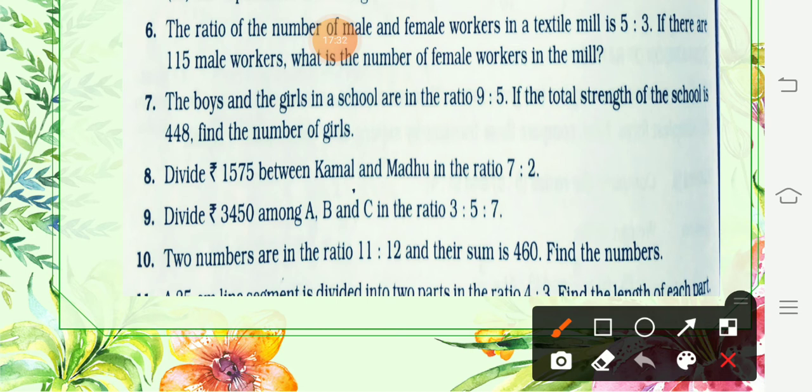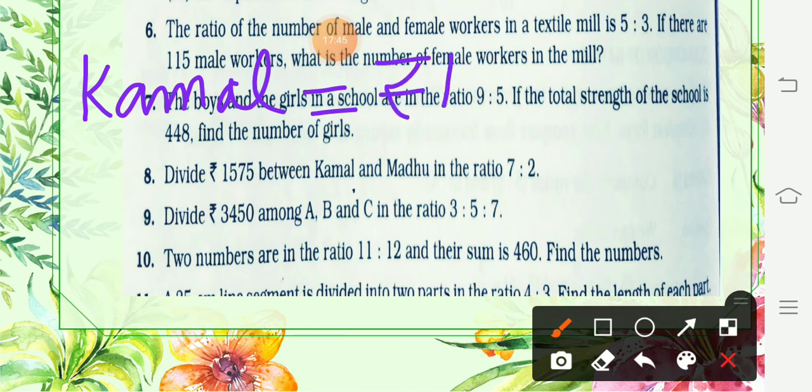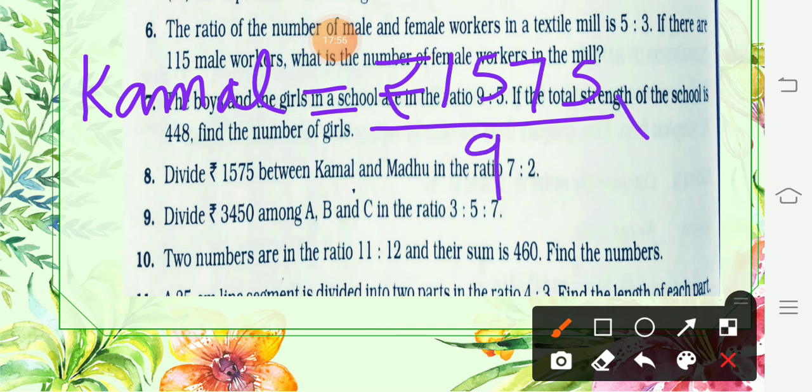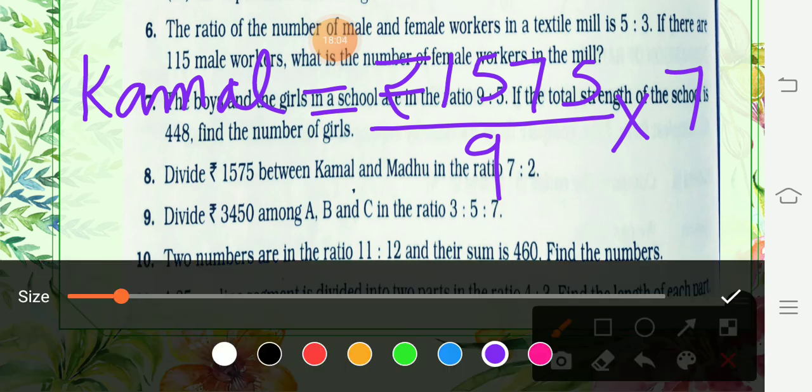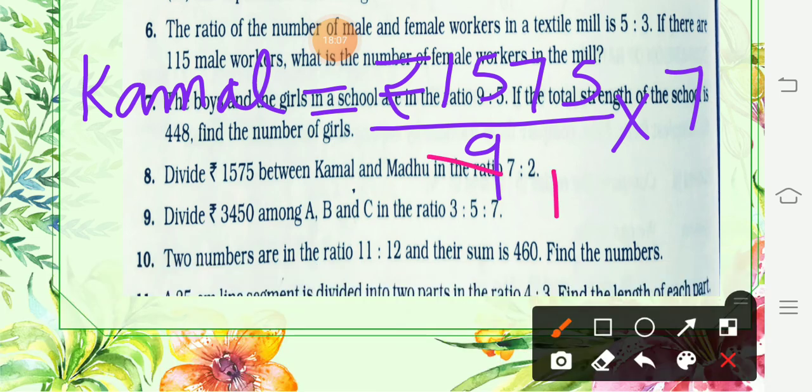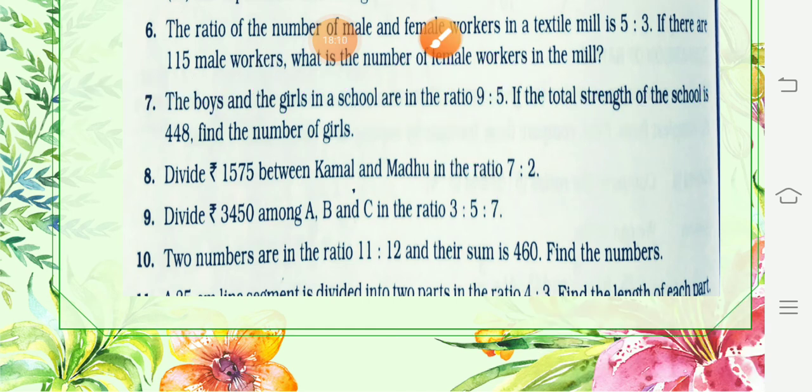So students, we have to find out first of all Kamal's part. More details we will discuss in the online classes. So the total amount is rupees 1575. We have to divide it by the total of the ratio, 7 plus 2 is 9. As I said, whatever you want, Kamal's part, multiply it by 7. Now cancel it by 9.